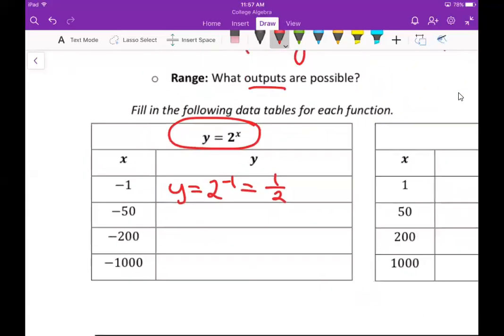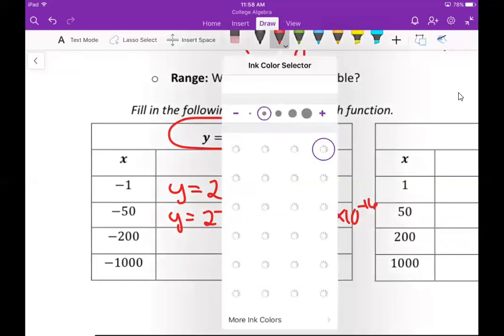So here, we're getting to something smaller than that input of 0. We're getting to something at 1/2. And if we move into -50, again, that doesn't make my output negative. That just means I'm going to divide by 2 50 times. And in that case, if I plug that into my calculator, it'll give me a scientific notation number. It'll tell me that that's 8.9 times 10 to the -16th, a very small number.